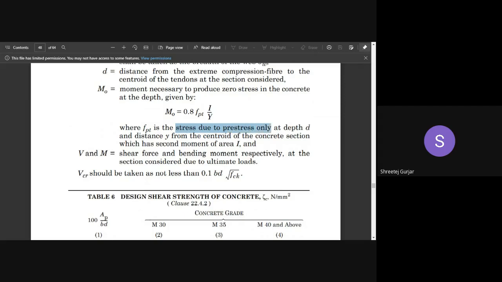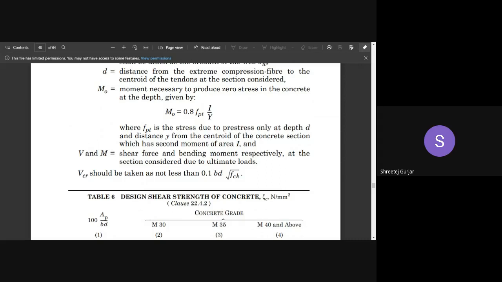Stress caused due to pre-stress only at a depth D, at any depth D, and distance Y from the centroid of the concrete section. It will be clear once you solve a numerical on this. So remember this M naught formula also, we require this formula. V and M, I have told you, are nothing but the shear force and bending moment respectively.